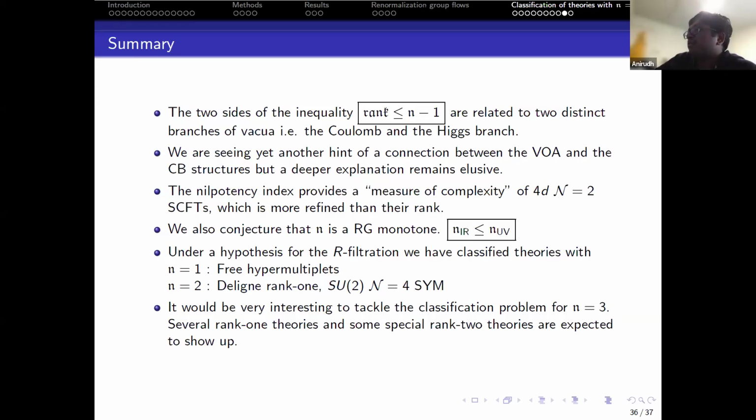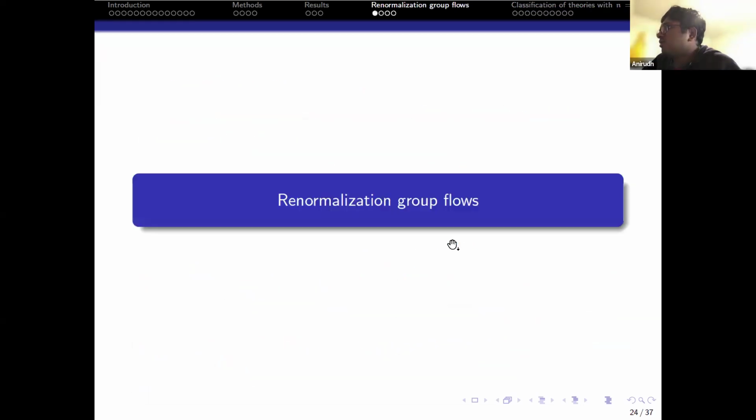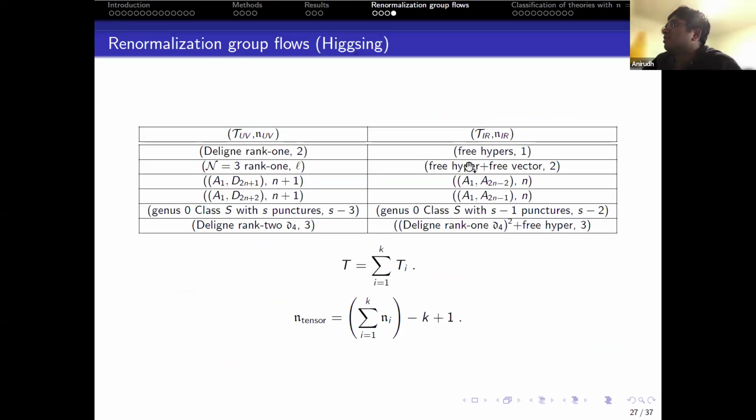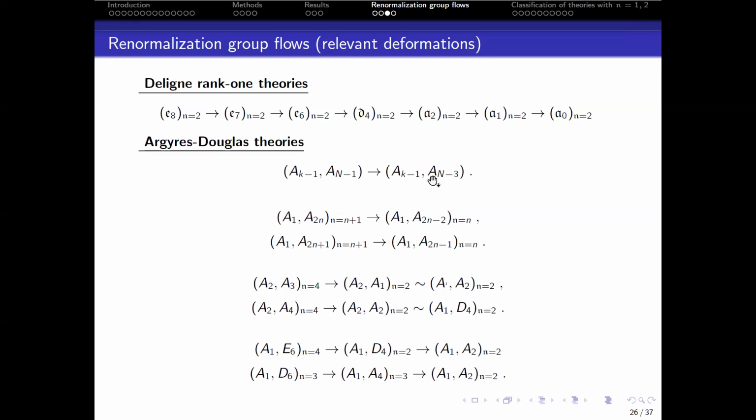I see. One thing you can do, of course, the way to bound it would be the following. If you start with a theory, look at all the theories that are above it in the flow. So let's say you are here somewhere and you know that all the theories above have some nilpotency index. These nilpotency indices you can probably use to bound the theory's index in the IR, if you already know where the flow starts from. I see, thanks. Okay.